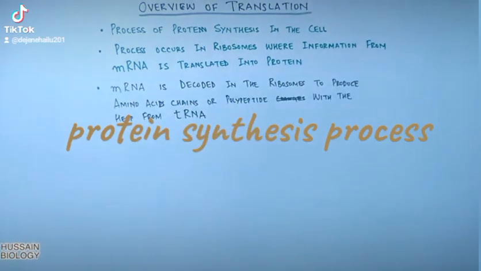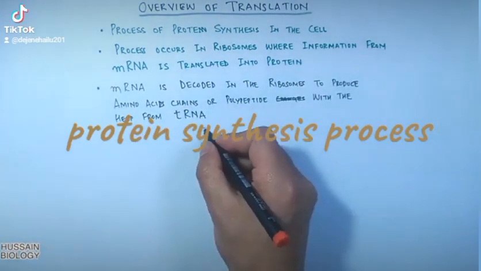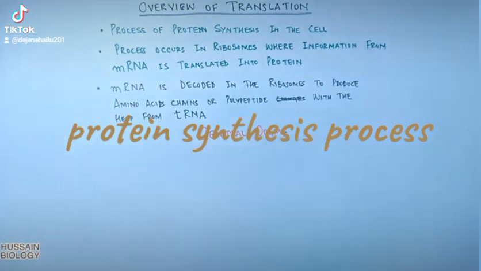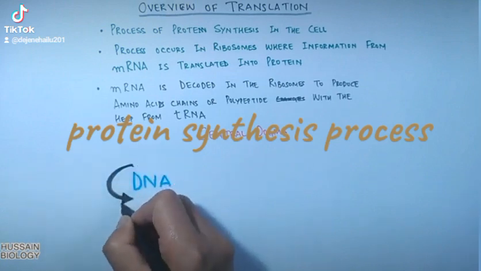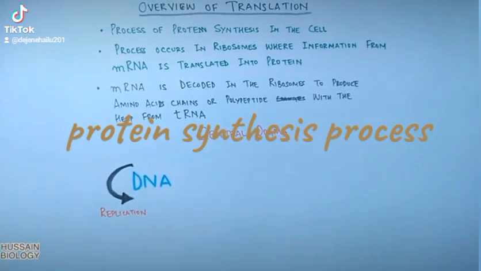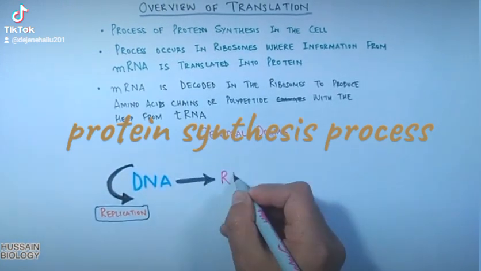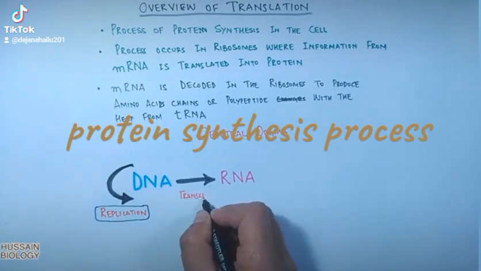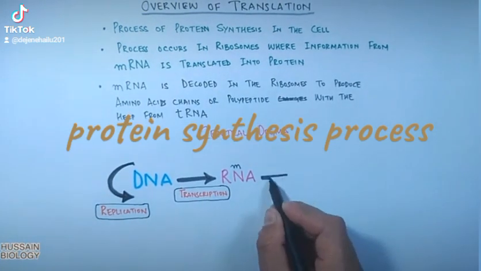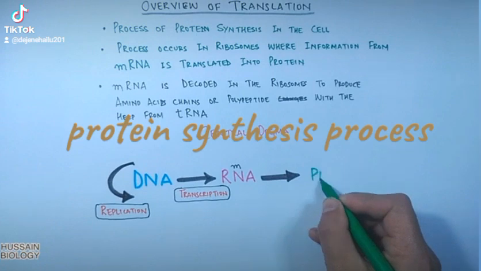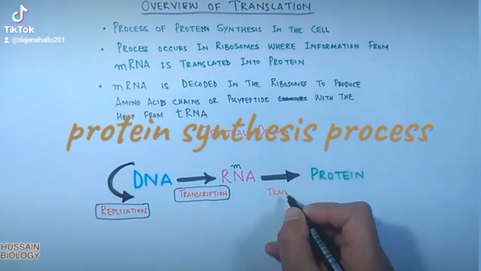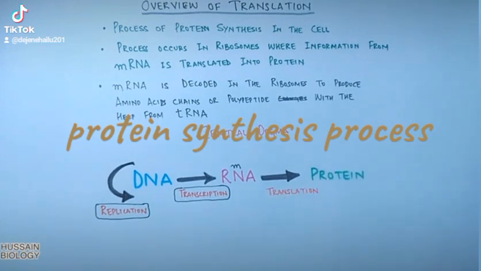Before getting to the translation process, let's have a look at the central dogma of molecular biology, which explains the flow of information in the biological systems. Here we have the DNA, and when information flows from DNA molecule to DNA molecule, it's the replication process. Then from DNA to RNA, that's the transcription process. And when flow of information is from RNA to protein, it's called a translation process, which we are discussing here.